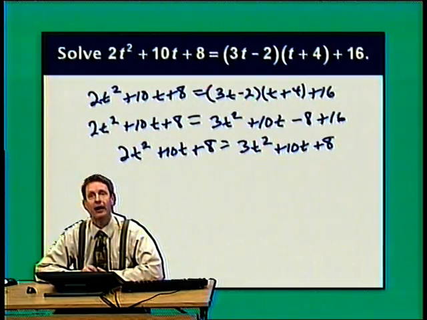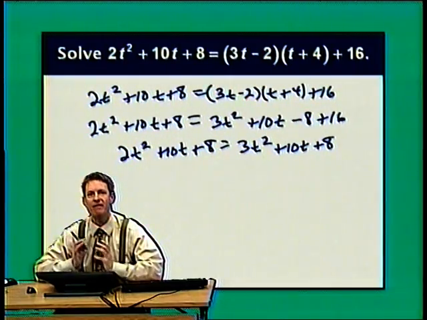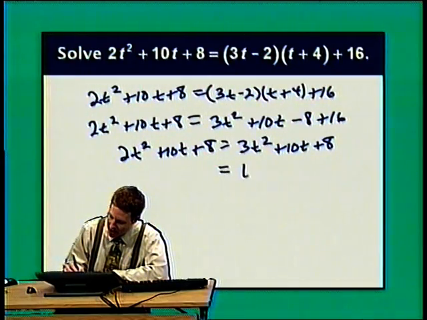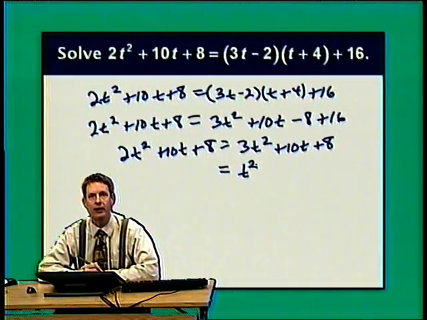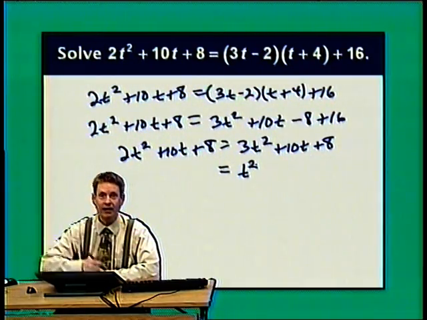Why am I doing that? Because I want t squared to have a positive coefficient. It's going to make factoring easier. And if I subtract 2t squared from both sides of the equation, I will have positive 1t squared on the right. When I subtract 10t from both sides of the equation, 10t, it's out of there.